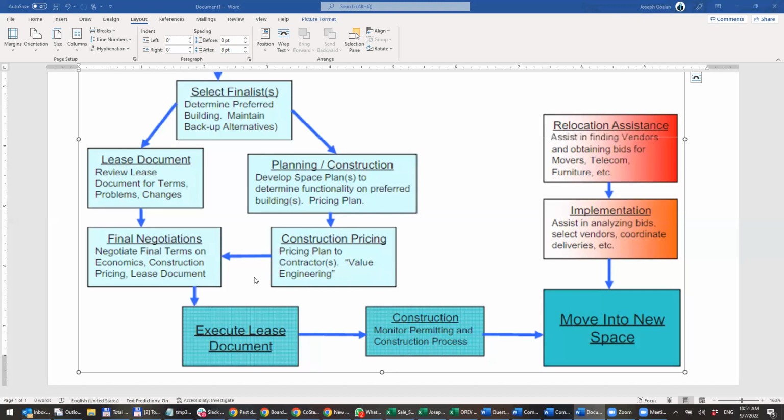Whoever does the construction is going to get started after the documents are released. There has to be monitoring, of course, and permits and all that going on. And then once everything is done, they get the keys to the new place and they move into it.